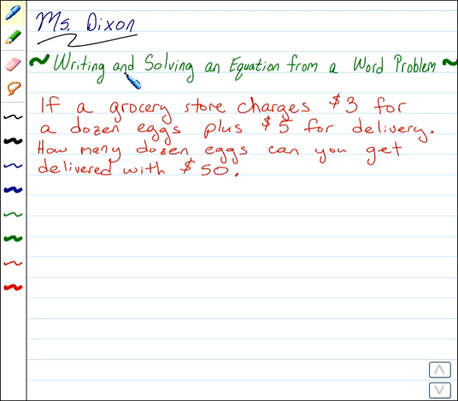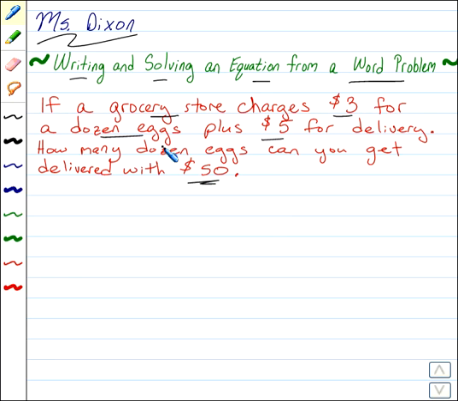It's Miss Dixon, and we're going to be writing and solving an equation from a word problem. We're going to use this word problem as an example. It's about a grocery store that charges $3 for a dozen eggs plus $5 for delivery, and we want to find out how many dozen eggs can you get delivered with just $50.